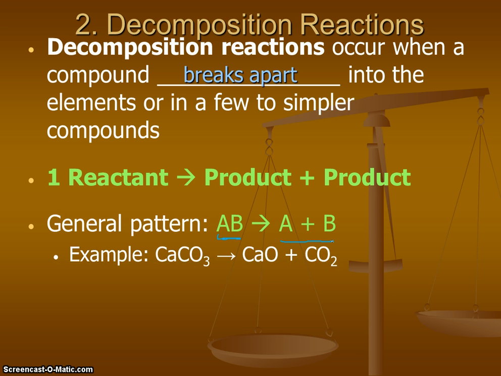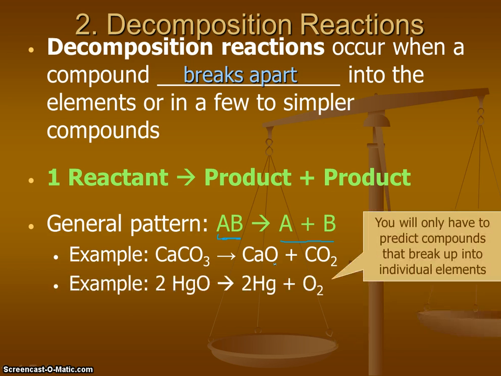Here's an example of what a complicated one could look like. I have calcium carbonate breaking apart to form 2 smaller compounds. Or, and this is more the type of example that you would have to be able to predict on your own, if I have mercury II oxide splitting apart, I'm going to get the individual mercury and the individual oxygen.